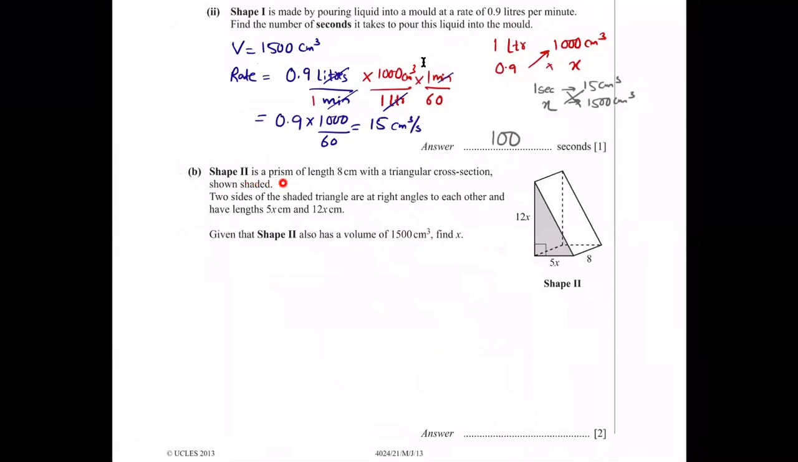Okay. Shape 2 is a prism of length 8 centimeter with a triangular cross section shown shaded. So this shaded section is given, the cross section, and it's a prism. Two sides of the shaded triangle are at right angle. So the front side and the back side behind it are right angle triangles, and have lengths 5x and 12x centimeter. Given that shape 2 also has a volume of 1500 centimeter cube, find x.